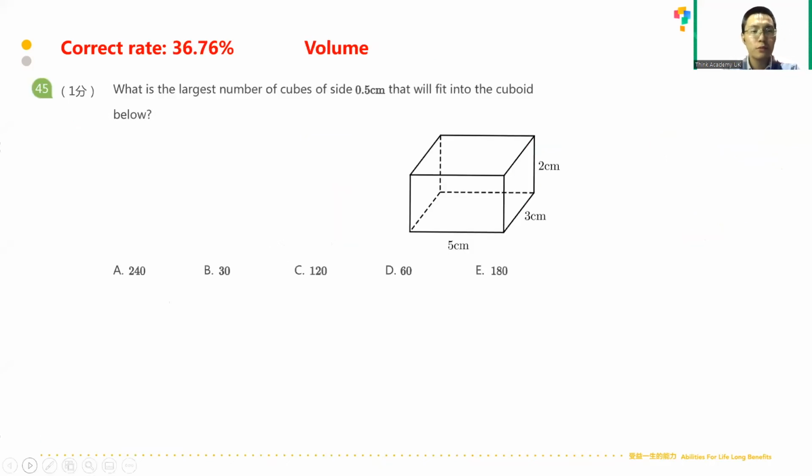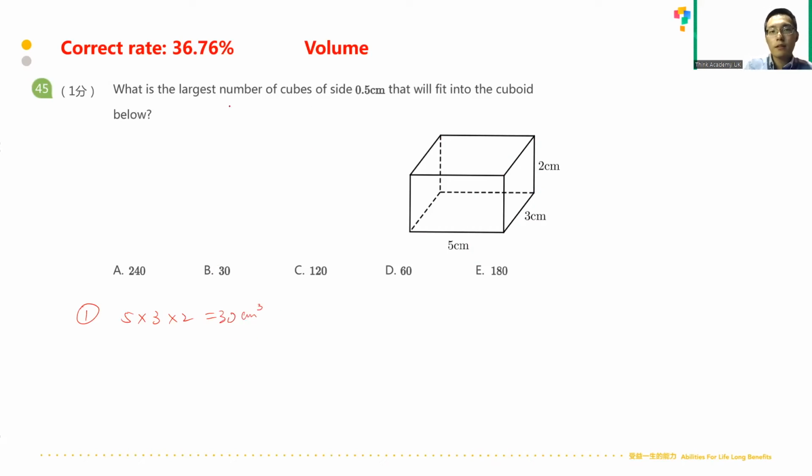Let's move on to question number 45. What is the largest number of cubes of side 0.5 centimeters that will fit into the cuboid below? So there are 2 methods, again, for this question. Both are correct. Both will give you the correct answer. The first one is we can find the total volume of this cuboid, which is length times width times height. So 5 times 3 times 2. And that will be 30 centimeters cubed.